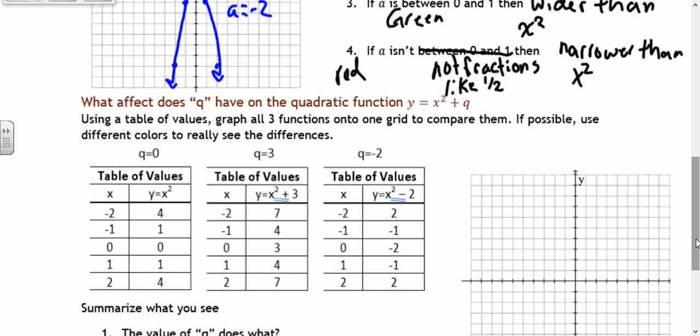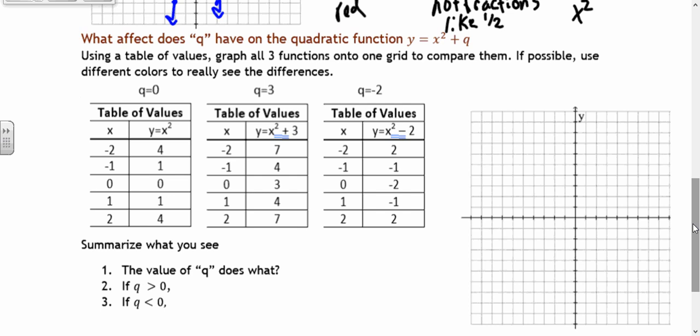But what about q? What effect does q have on the quadratic function y is equal to x² + q? So let's graph this and we'll see what happens. q is equal to 0. This is our standard one that we're looking at, so I'm going to graph that one in black.